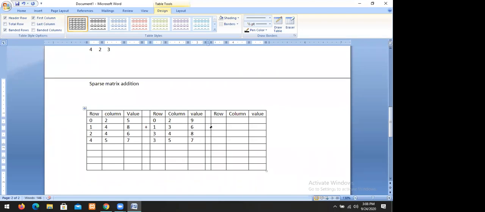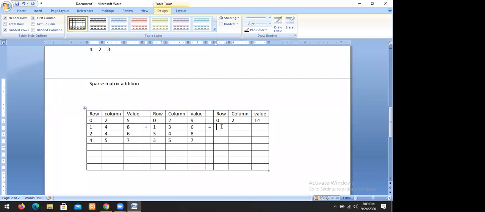So there are 2 sparse matrices, and I want to perform sparse matrix addition. Compare the row number of the first matrix with the row number of the second matrix. When row numbers are equal, then compare the column numbers. When columns are also equal, then add the values. The first matrix row number is 0, the second matrix row number is also 0. So the row number is equal. Then compare the column. The first column is 2, the second column is 2. So the rows and columns are equal. When rows and columns are equal, then add the non-zero terms, 5 plus 9, 14.